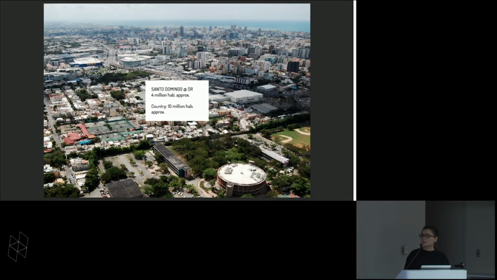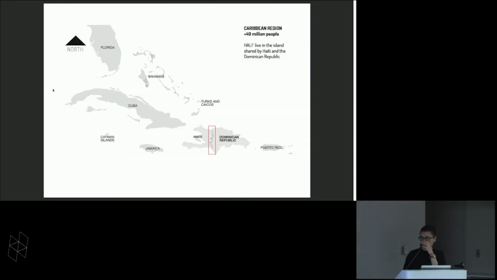And that street is in this city, Santo Domingo, the capital city of the Dominican Republic, a metropolitan area of 4 million inhabitants, so similar to Boston in terms of population. And the country itself is 10 million, so already half of the population lives in this metropolitan area. Just to give you some geographic context, in the Caribbean, we share the island with Haiti. And in the whole region, we have approximately 43 million inhabitants. And in our island, we have half of that population. So what happens in our island definitely has an impact geographically beyond the Caribbean.